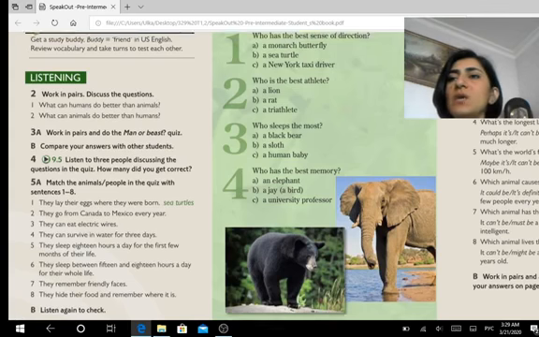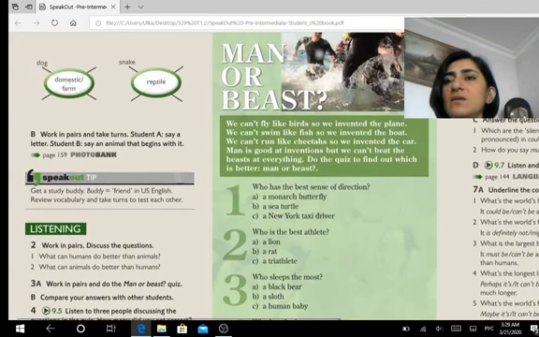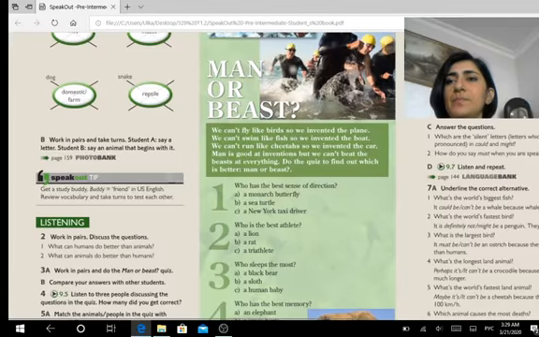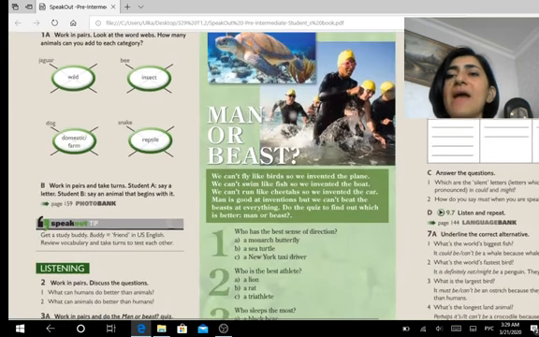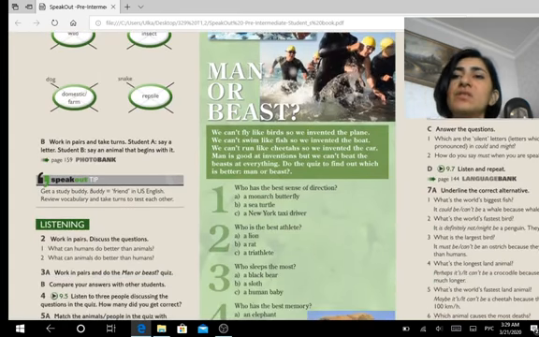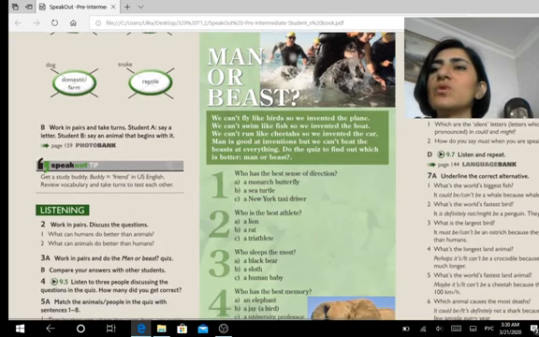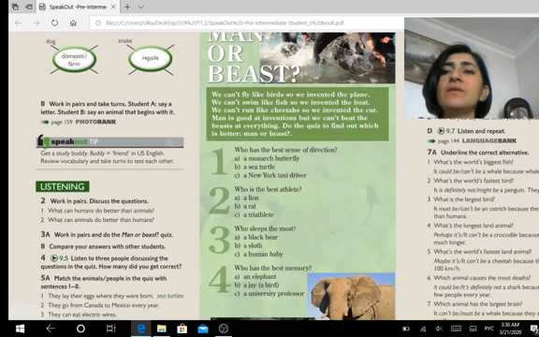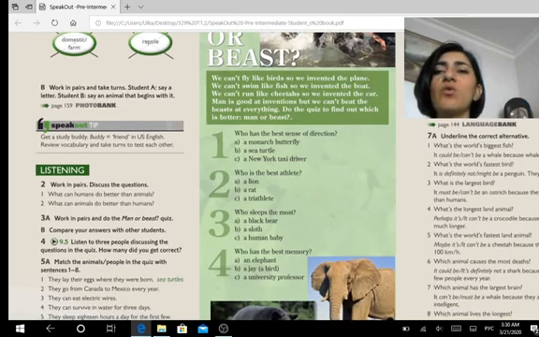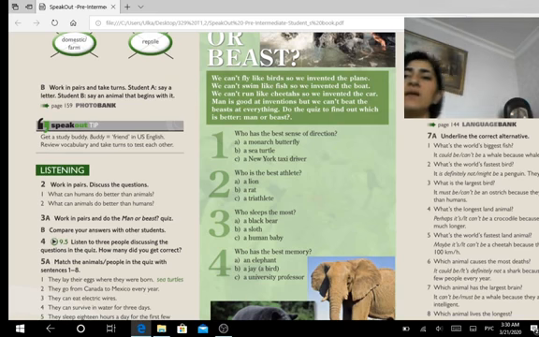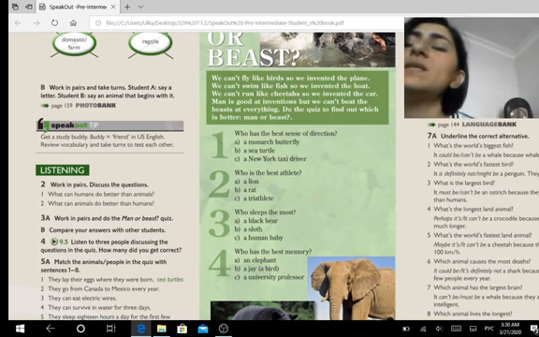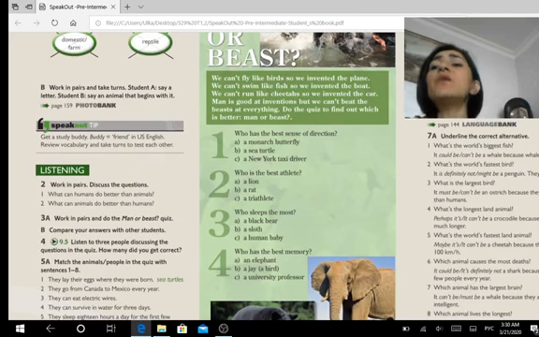So there is a quiz at the right. You see the green box, man or beast. Here there is an introduction. Please read it because of time. I don't want to take your time. Read this info. It's very interesting. And then there are 4 questions, like a test kind of, but it's called a quiz. And before starting your listening, you can guess the answers.